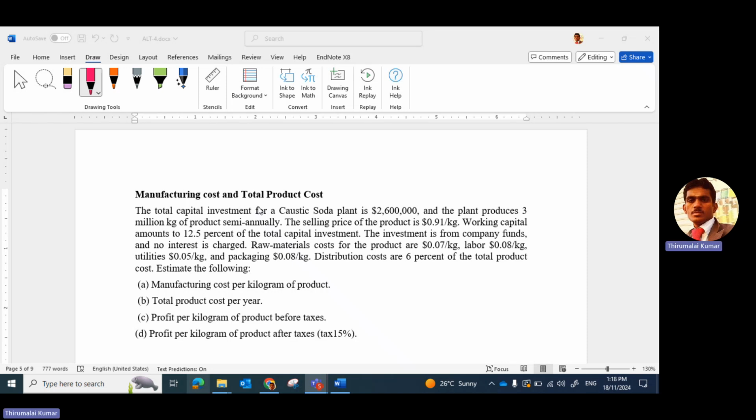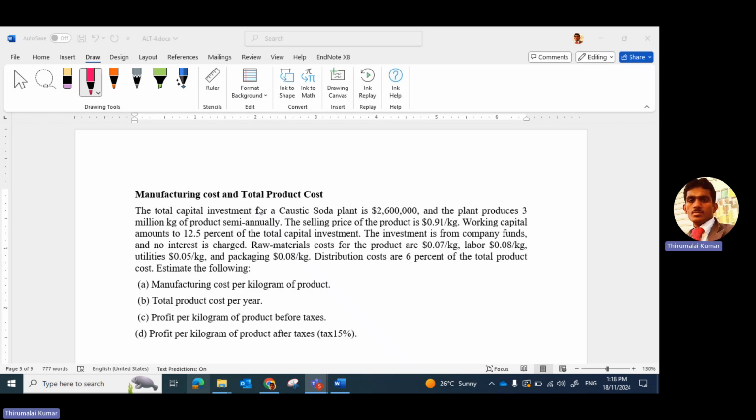So after analyzing this problem, you can understand the significance of manufacturing cost. So what is the impact on total product cost? In addition to that, for 1 kilogram, how much should be our gross profit? In addition to that, the net profit of a particular product.